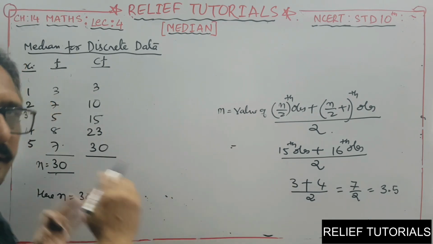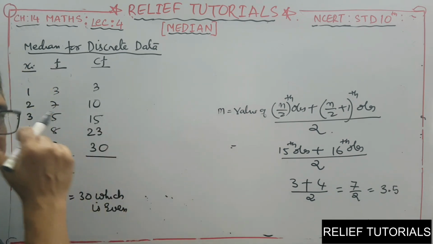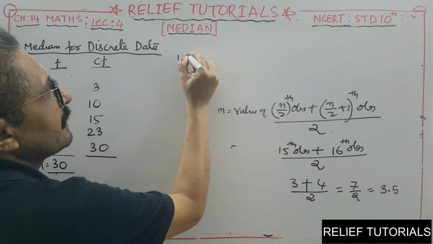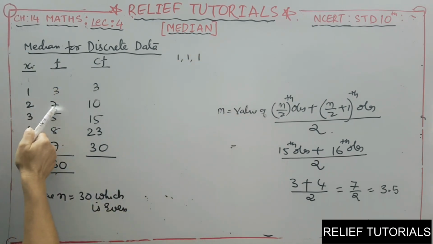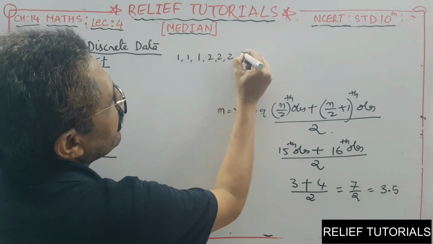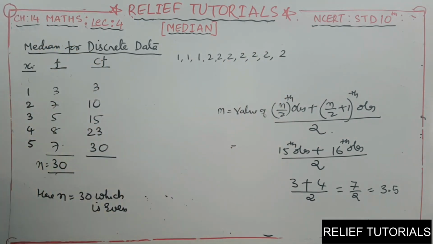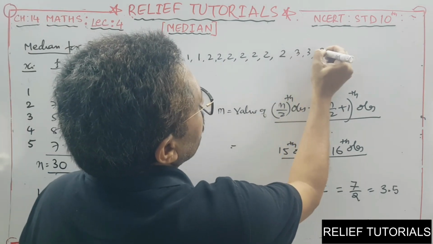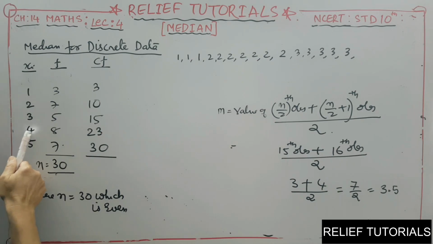See, I will convert this grouped data into ungrouped data and I will let you know. 1 mark. How many students got 1 mark? So 3. How many students got 2 marks? There are 7 students who got 2 marks: 2, 3, 4, 5, 6, 7. How many students got 3 marks? There are 5 students: 1, 2, 3, 4, 5. How many students got 4 marks?